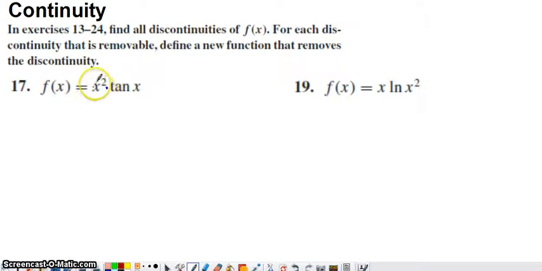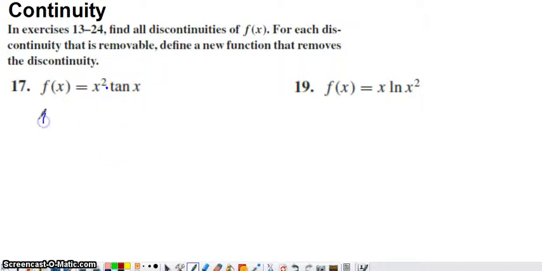X squared is always continuous, polynomials are always continuous, so we don't really have to worry about this a whole lot, times tangent of x. Now, tangent of x is not continuous. So in order to figure out where the product of these two functions is discontinuous, we're going to have to figure out where tangent of x is discontinuous.